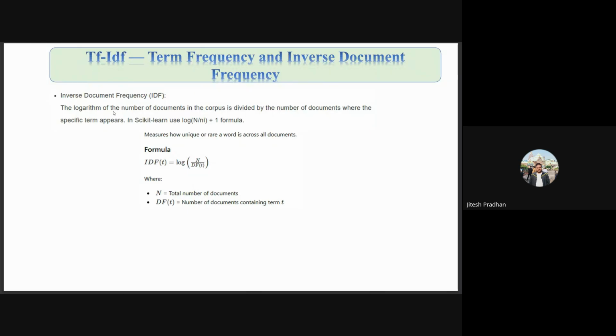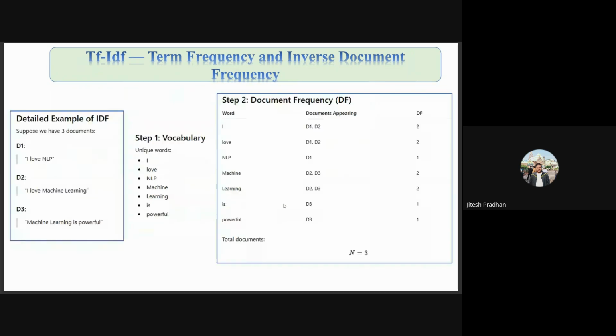It uses the logarithmic function: the logarithm of the number of documents in the corpus divided by the number of documents where the specific term appears. The formula is log N by DF(t), where N is the total number of documents that we have and DF(t) is the number of documents containing that term t. Okay, now let's take an example.